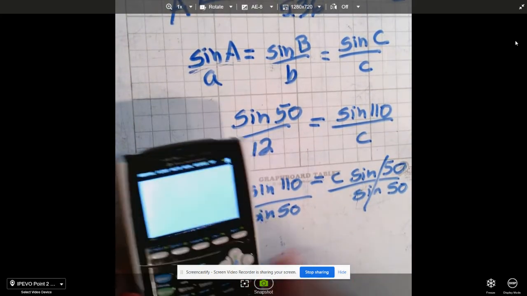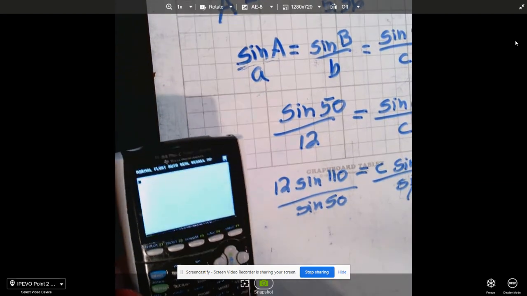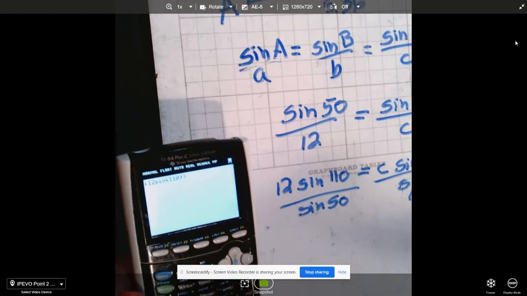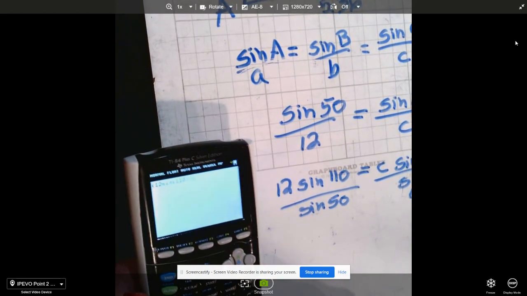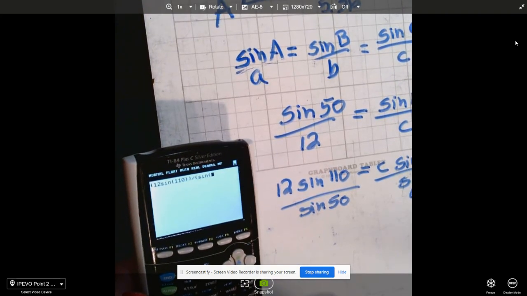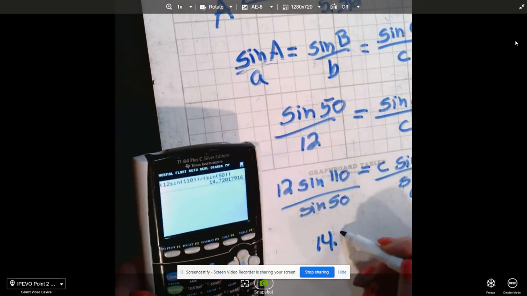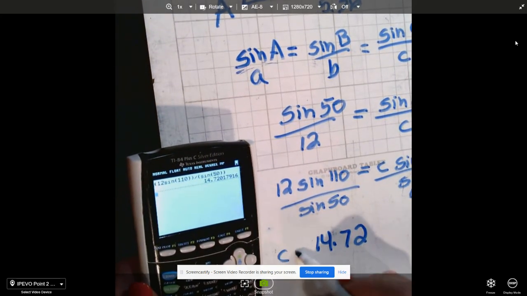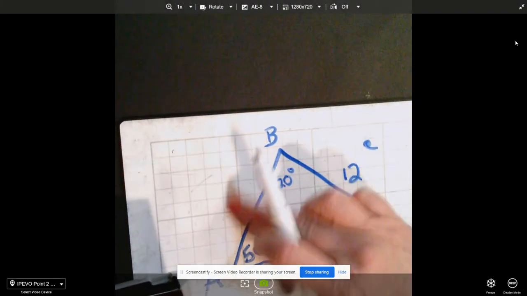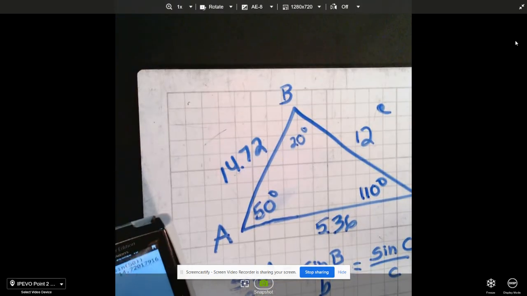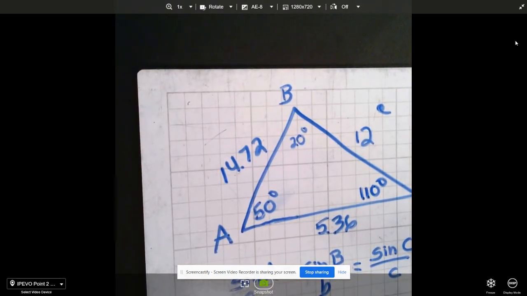So I can go, let's see if you can see this. Here we go. Push this over maybe. There we go. So you've got 12, oh, forgot parentheses again. 12 times the sine of 110, and remember your calculator should be in degrees, divided by the sine of 50, and I get 14.72. So I know now everything there is to know about this triangle. I know all the angles and all the side lengths. So that's how you use your law of sines.